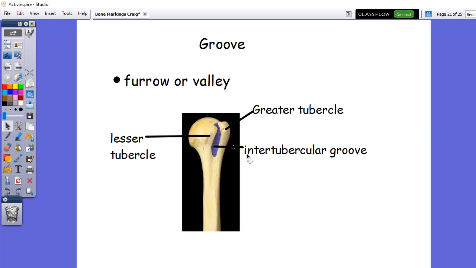The stem inter means between. Tubercular comes from tubercle, and that is a groove where a blood vessel and nerve is going to kind of follow that blue line that you see on that bone.